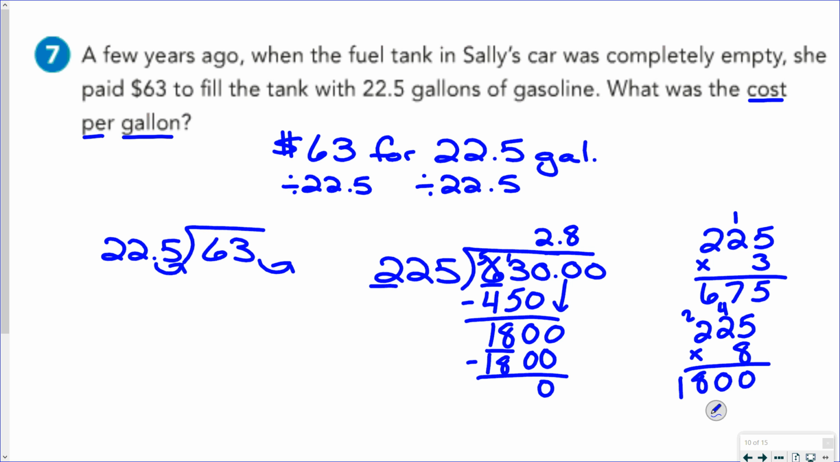Since we're dealing with money, money does go to the hundredths. So we put that 0 on, and we would have an answer of $2.80 per gallon. And that is all for today's lesson.